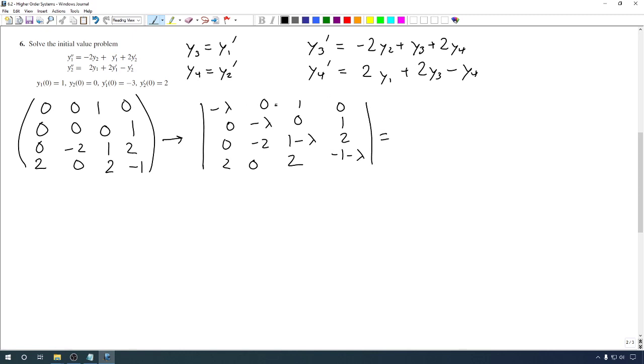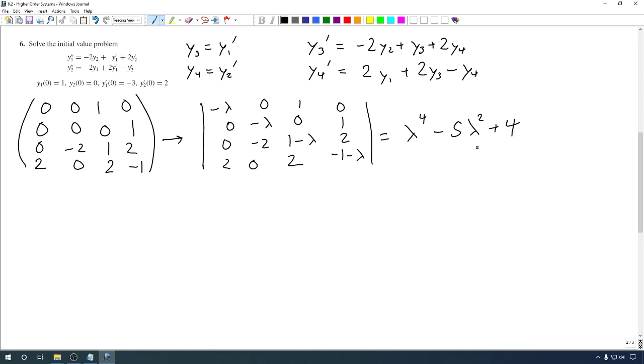We work this out. Using the fact that we have a lot of zeros up here, this isn't as bad as it might seem. I'm going to skip all these steps. I just expanded along this first row, which means I have negative lambda times this 3 by 3, then plus 1 times the 3 by 3 leaving out the third column. It is quite a bit of calculational work, but eventually you get down to lambda to the fourth power minus 5 times lambda squared plus 4.